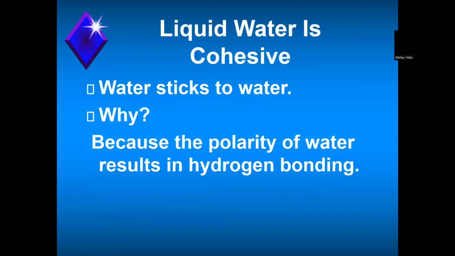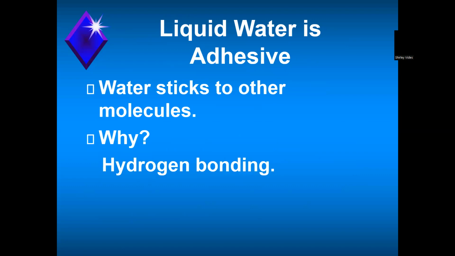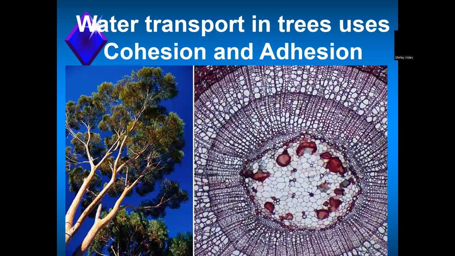Cohesion. Cohesion, water sticks to water. That means that water attracts water. And that's because it's polar, and also hydrogen bonding. So mainly every answer that we're going to have is going to be hydrogen bonding. Water sticks to other molecules. That means that if something is polar, water is going to stick to it. Why? Because of hydrogen bonding again.